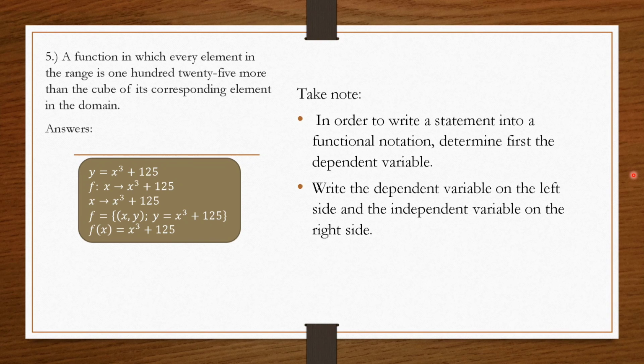Take note. In order to write a statement in functional notation, determine first the dependent variable. Then write the dependent variable on the left side and the independent variable on the right side.